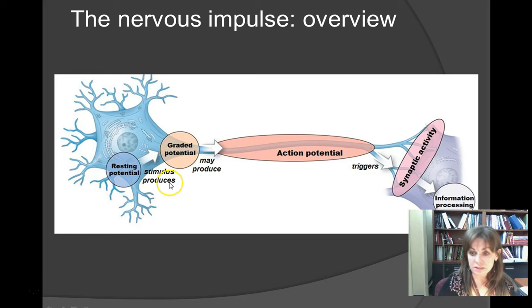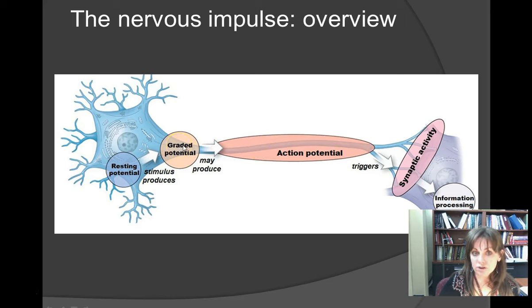Now that graded potential can be weak, and maybe our body never even consciously perceives it, such as when a mosquito lands on your arm and you don't really feel it at first. But sometimes that stimulus can be really strong, and it's going to cause this graded potential, this movement of ions, to be very, very strong. And when it does that, it's going to cause an action potential.